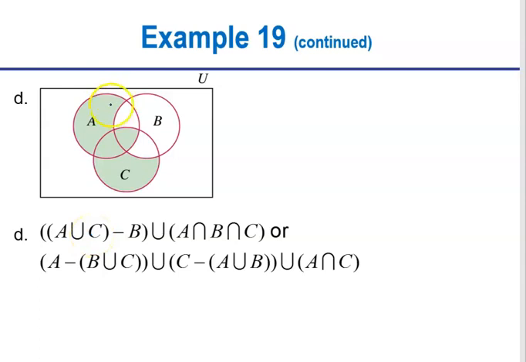Very similar, but easier. So again, A union C. This is A union C. And then they differenced B. So what that did is it got rid of that. Okay. That is a lot simpler than what I did. But then they unioned this back in, which is A intersection B intersection C. Then they have another option. Let's take a look at that.